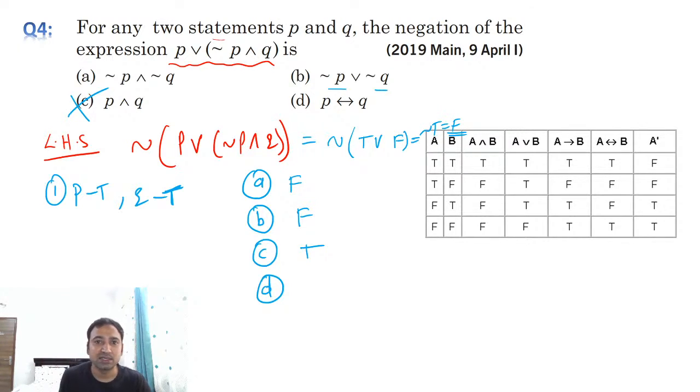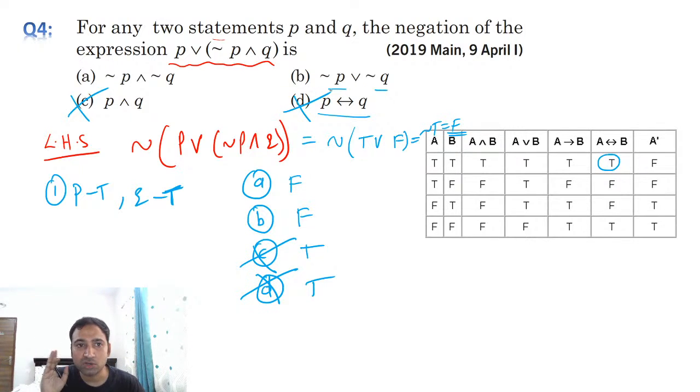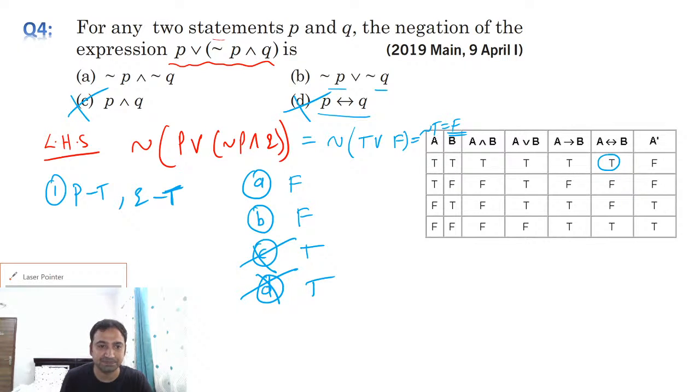Now let's calculate the fourth option, guys. Fourth option is true double implies true. What is true double implies true, guys? True double implies true is true only. So this is also true. So we can clearly say that option C and option D got eliminated. So the answer should be either A or B, guys. Now what we can do is take some other substitution. Let's take some other substitution.